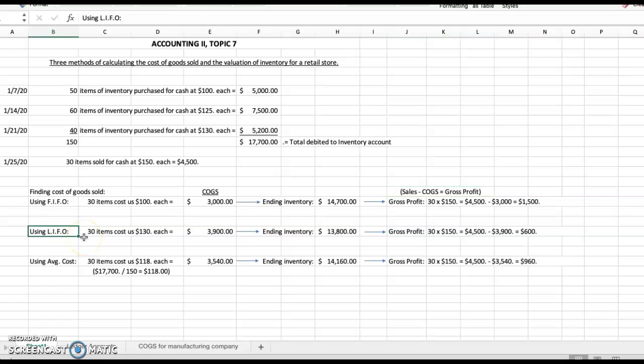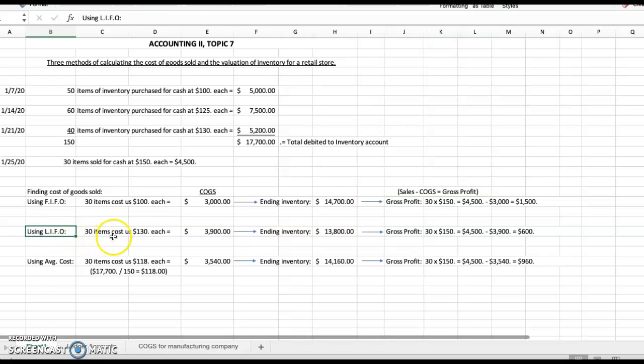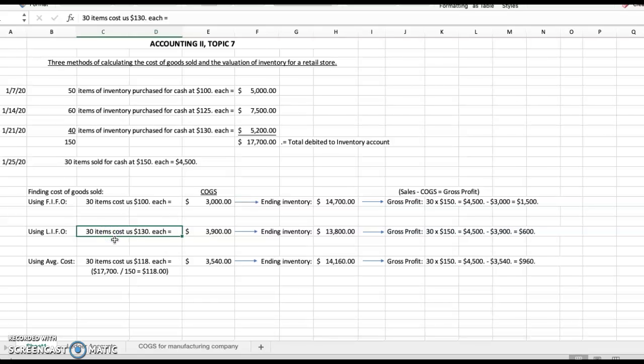On the other hand, if we decided to use last in, first out, these same items, we would look at the group of things that we bought in the very last purchase.